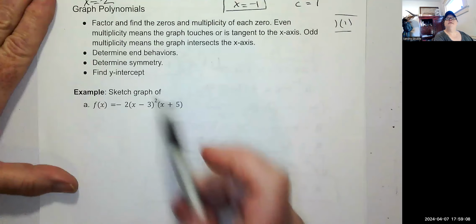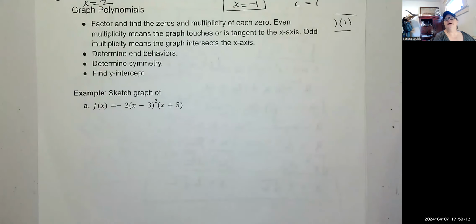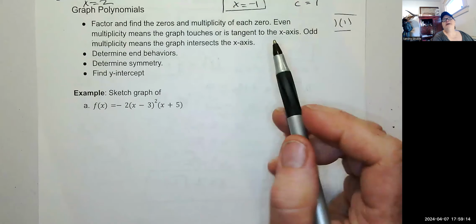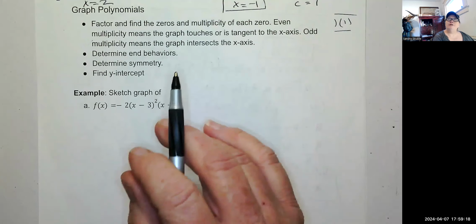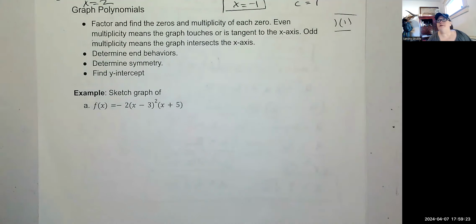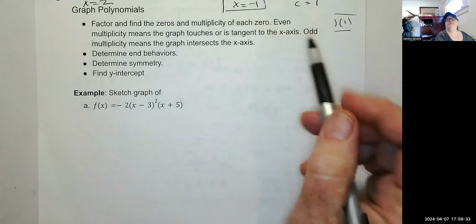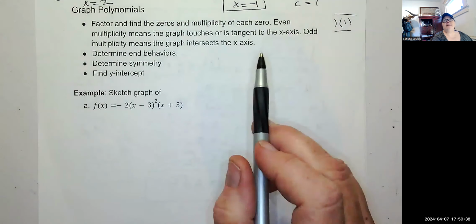All right. Factor and find the zeros and multiplicities of each zero. So we haven't even talked about multiplicities yet. We're about to do so though. Even multiplicity means that the graph touches or is tangent to the x-axis. It means it doesn't go through it. If it goes through it, then that's not an even multiplicity. It would need to bounce off the x-axis, either from the top or from the bottom, and I'll show you more about it. Odd multiplicity means that the graph intersects the x-axis.